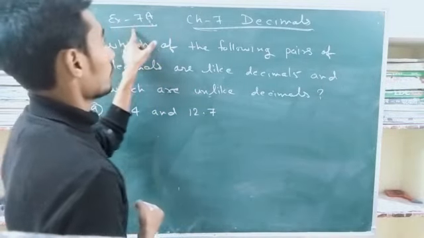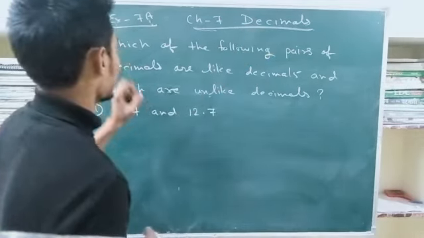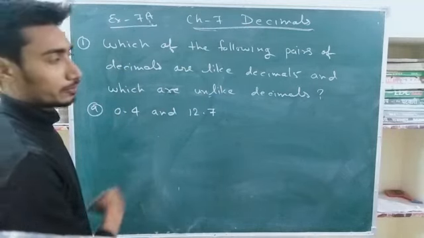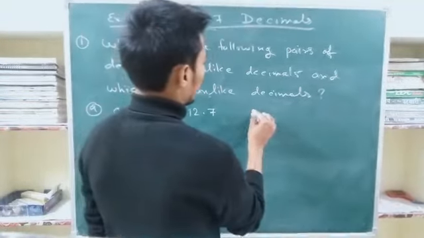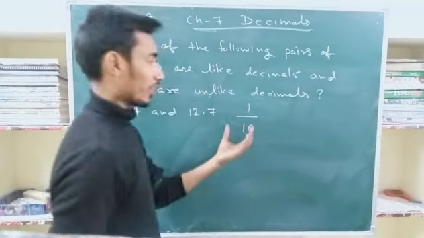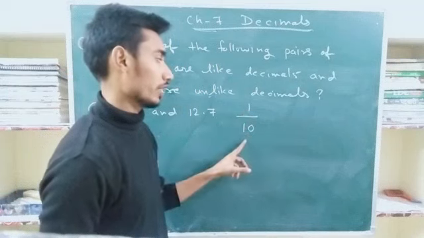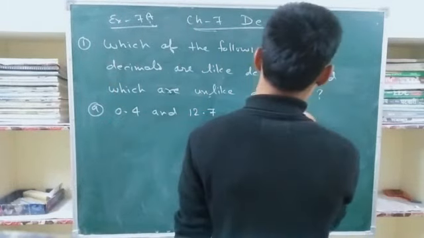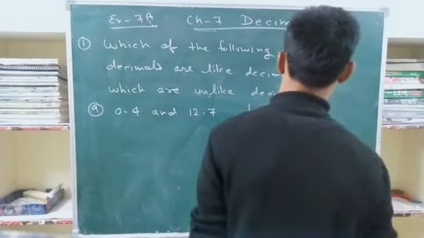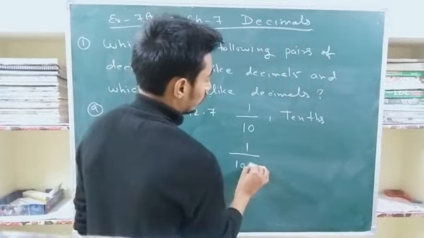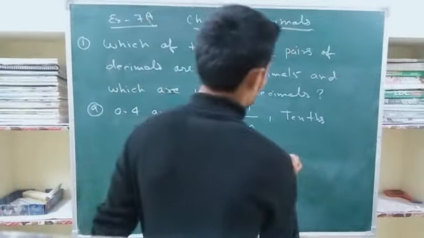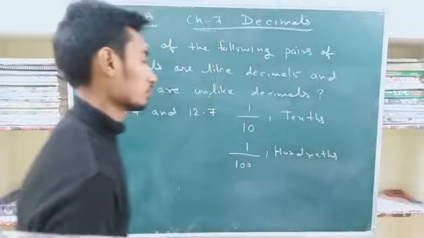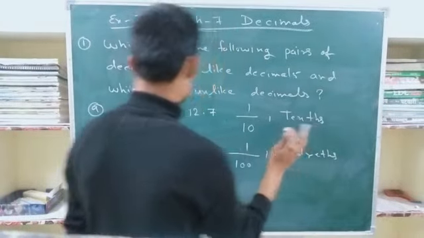So students, today we will start chapter 7, decimals, and exercise 7a. Before going to exercise 7a, let us understand some terms of decimals. If a fraction is given like 1 upon 10, so at the denominator we have 10, this is called the tenths form. If the denominator is 100, we will call this the hundredths form.